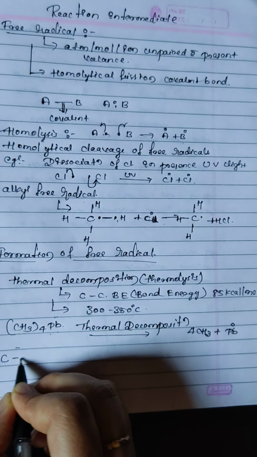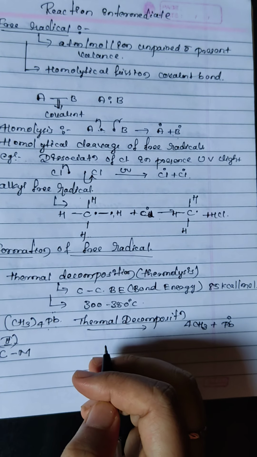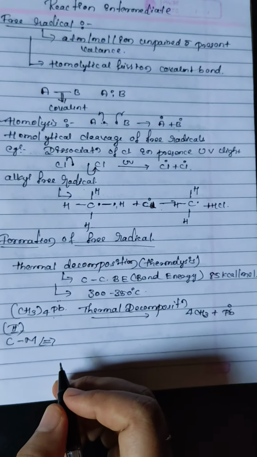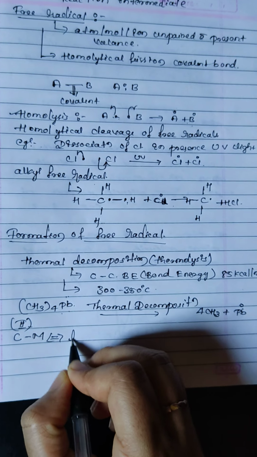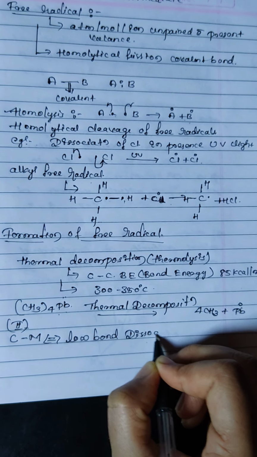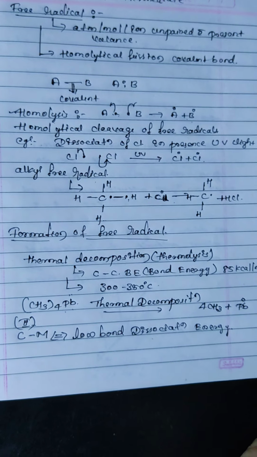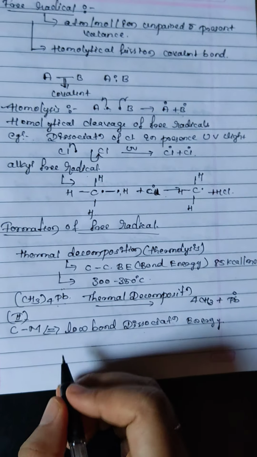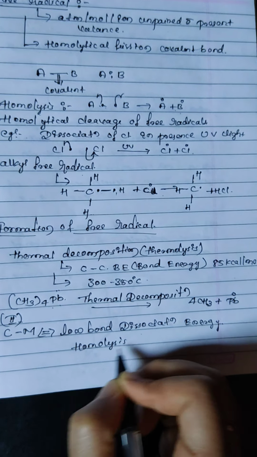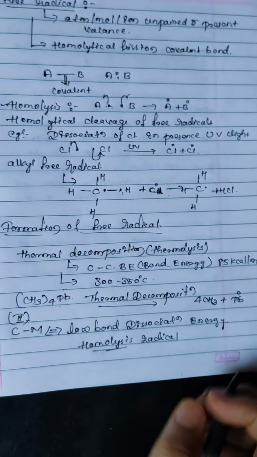Next one is carbon to metal. The second one is a carbon to metal bond, which has low bond dissociation energy and is easily homolysed into radicals. Homolysed means the two radicals are divided equally.